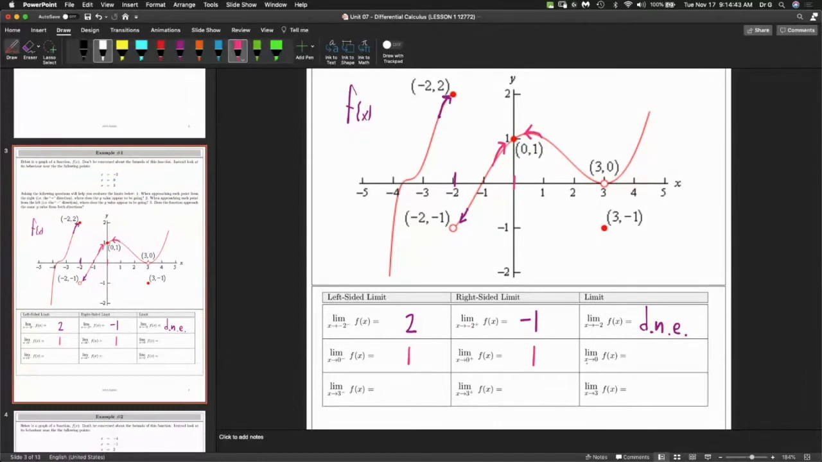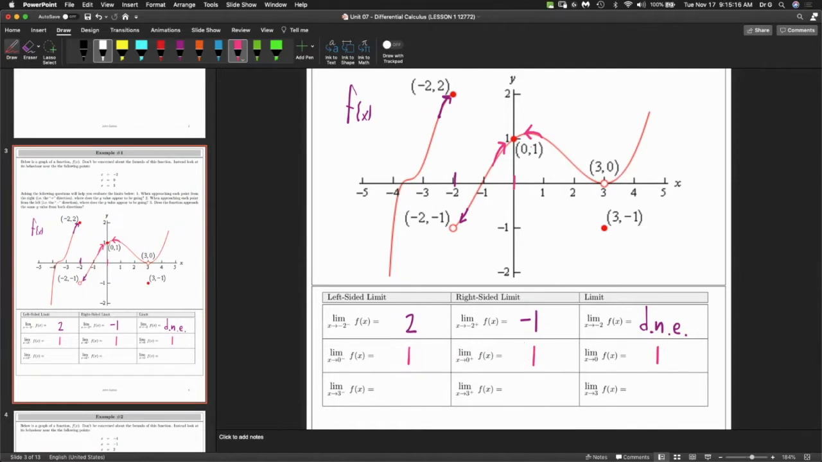Anyway, this is the overall limit at 0 as x approaches 0. So may I ask here, do the left and right limits approach the same thing? Do they both approach the same number? Are these numbers the same? Yes. So over here we put a 1. So when the left limit and the right limit are equal, that's good news, because then the overall limit is just whatever individually they were.